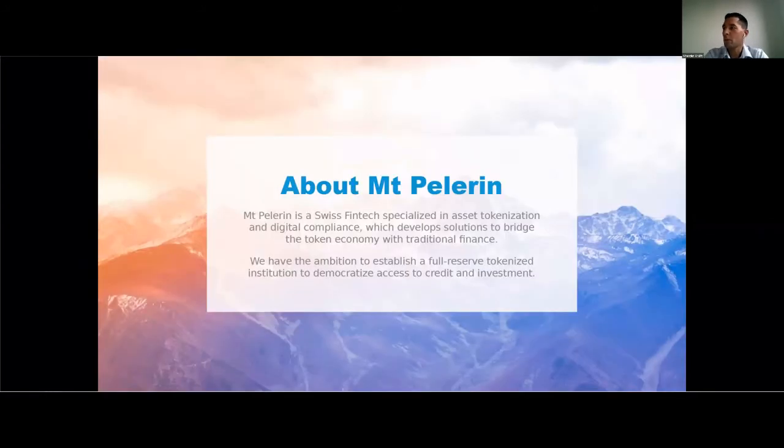So Pelerin, what is Pelerin? It's a Swiss fintech company that we started 3 years ago. We mainly specialize in asset tokenization and digital compliance. We aim to develop solutions to bridge traditional finance and the new economy that we envision, which is the token economy. In the long term, we have the ambition to establish a bank in Switzerland that will be full reserve, meaning that we will not do loans on our balance sheet, and it will be a safer bank.